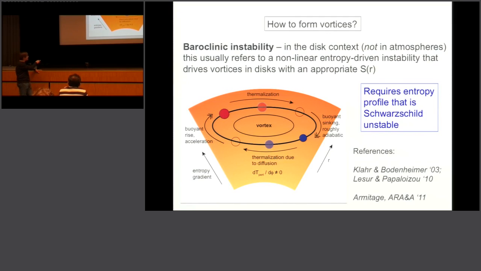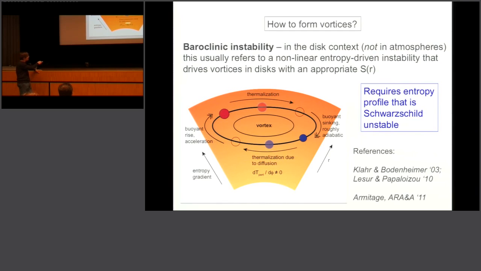We take a parcel of gas, and let's imagine we already have a vortex in the disk. Then as that parcel of gas moves out, it becomes buoyant and accelerates. It then thermalizes to the temperature at the new radial direction, and then it sinks back roughly in adiabatic conditions, and then thermalizes again as it comes around this bottom part of the vortex.